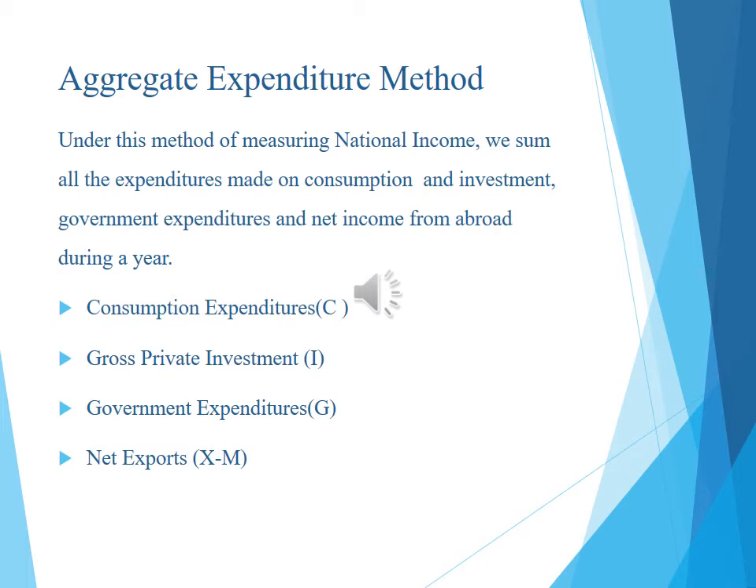The main components of aggregate expenditure method are consumption expenditures, which are represented by C, and the gross private investment represented by I, and government expenditures represented by G. Under the government expenditures, both the consumption government expenditures and the investment made by the government both are included. And then the net exports, the difference between the exports and imports, is also included in this method.